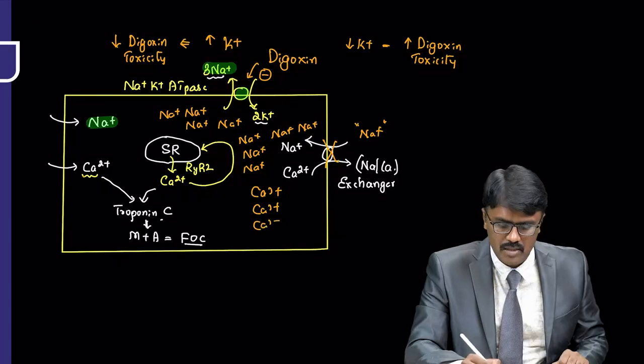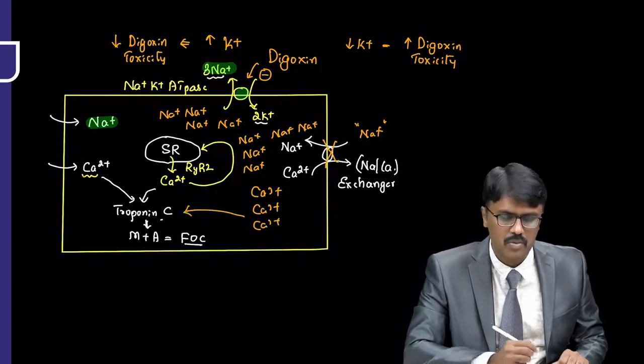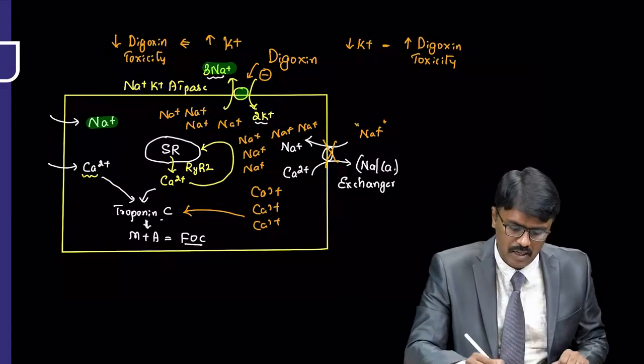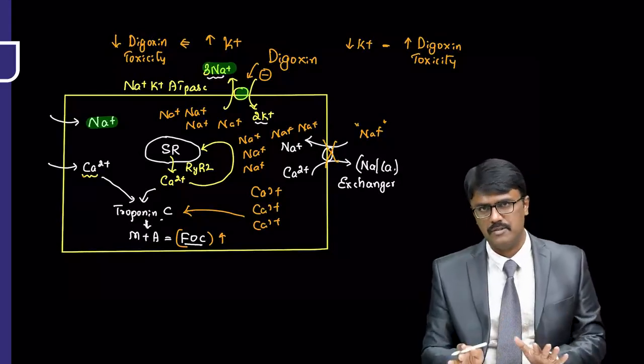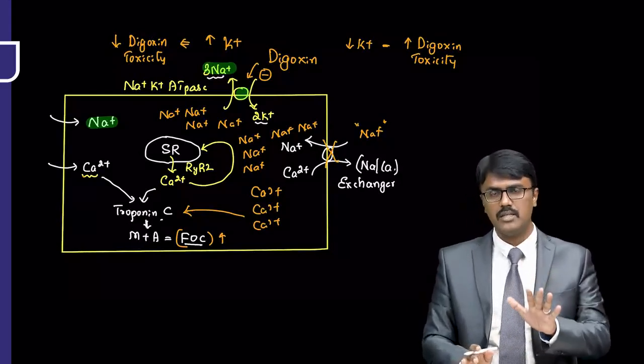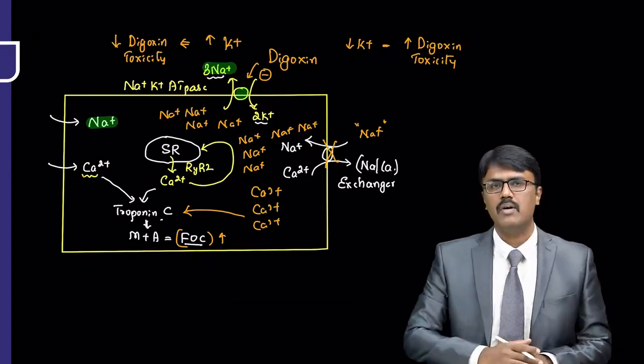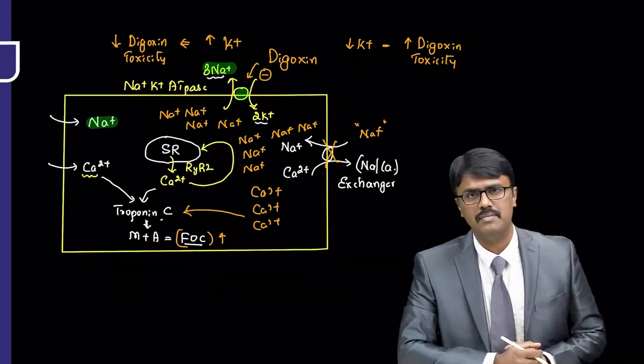So when more and more calcium accumulates, it will bind to more and more troponin, and the more the calcium, the more is the force of contraction. This is how the drug works. By increasing the force of contraction, how? By increasing the number of calciums available.